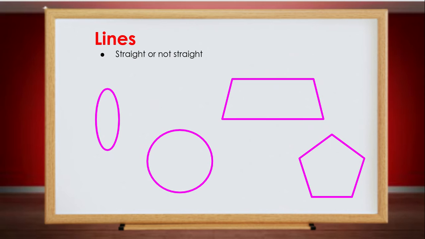Well, if you said, I notice that some of them have straight lines and some of them do not have straight lines, well, guess what? You guys are totally correct. This one has no straight lines, just like this one, while the shapes on the right all have straight lines around its sides. So the second attribute to sort will be based on straight and not straight lines.